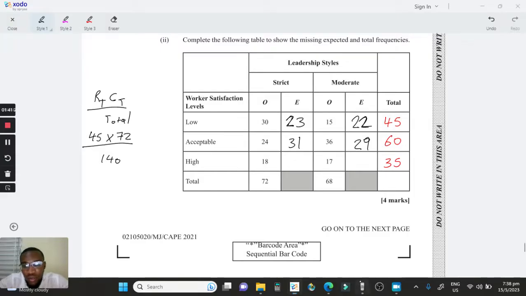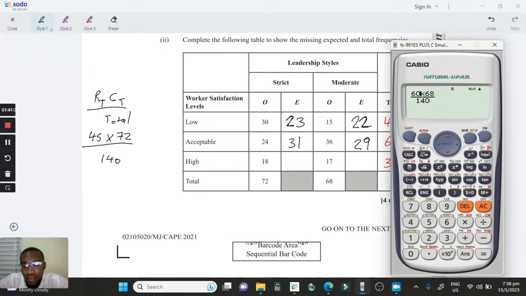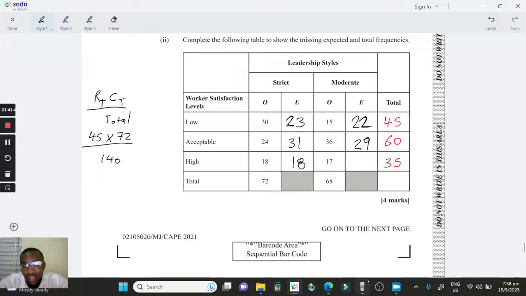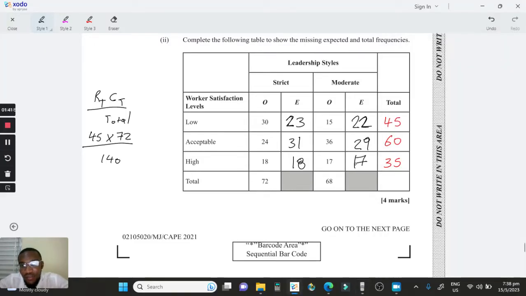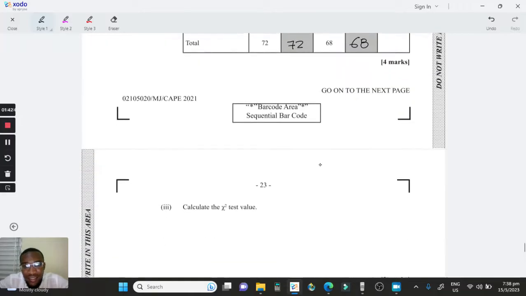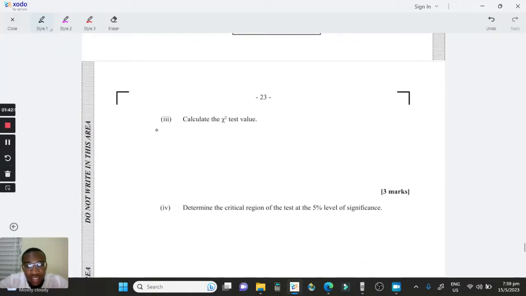Then here, row total 35 times column total 72 divided by 140 is 18. So this one's spot on. And then the next one should be 17, but just to verify, 35 times 68 over 140, yes, 17. Notice these add up to 72 and these add up to 68. Alright, nice.